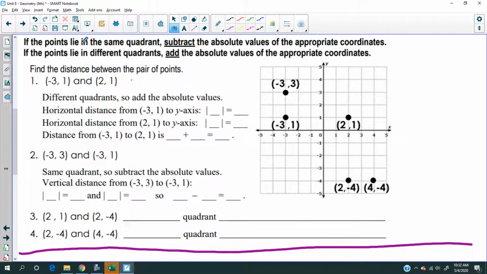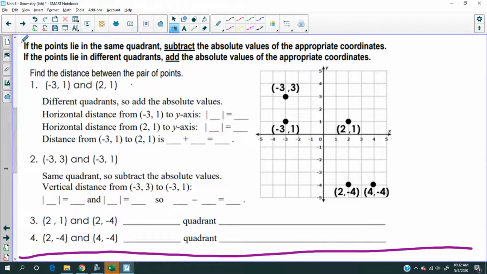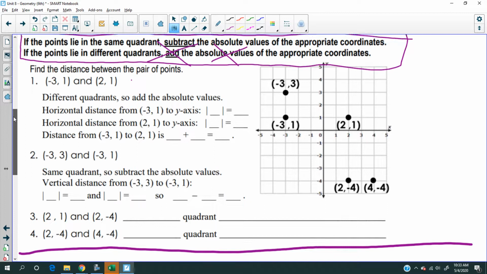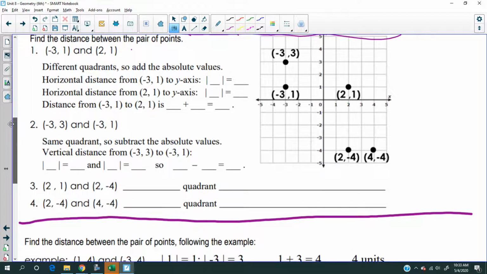Okay, number 1. So see, this is the rule actually. Take a moment and copy this also. I'll give you a couple minutes. Write this down. Why don't I read slowly while you're copying? If the points lie in the same quadrant, subtract. Okay, you know what? No, I take that back. You don't need to know all that. It's too many rules here. Okay, never mind.